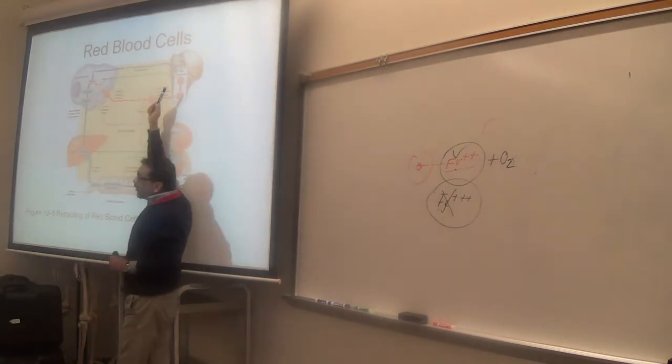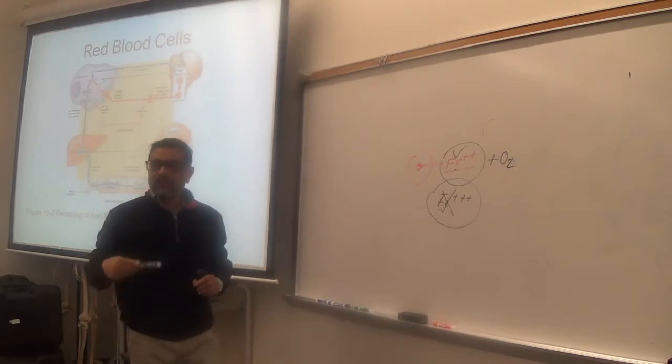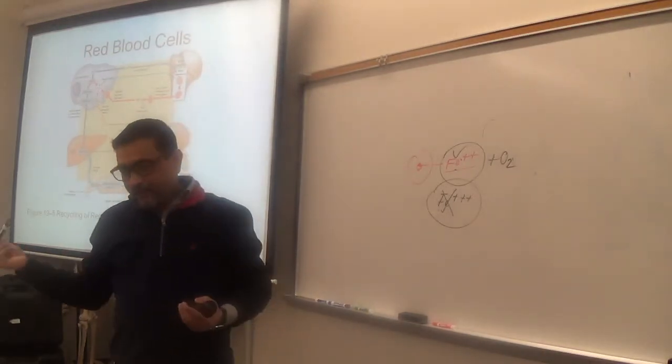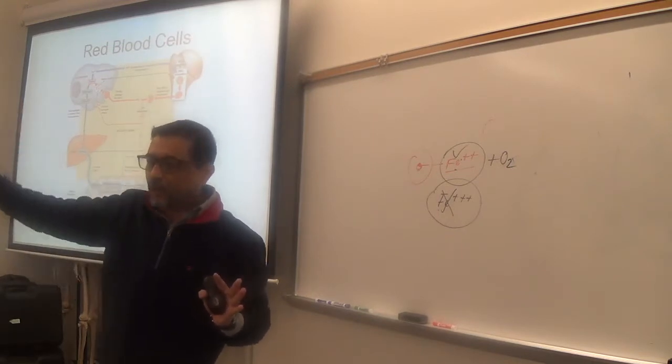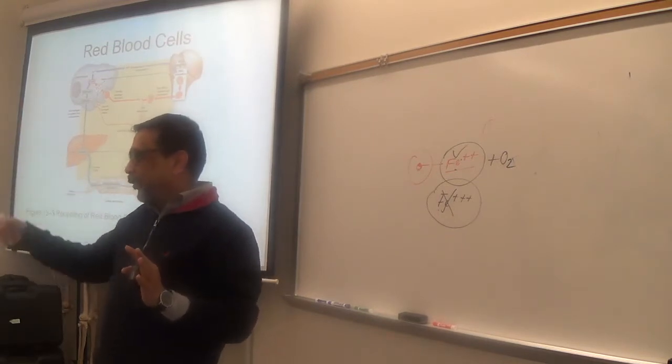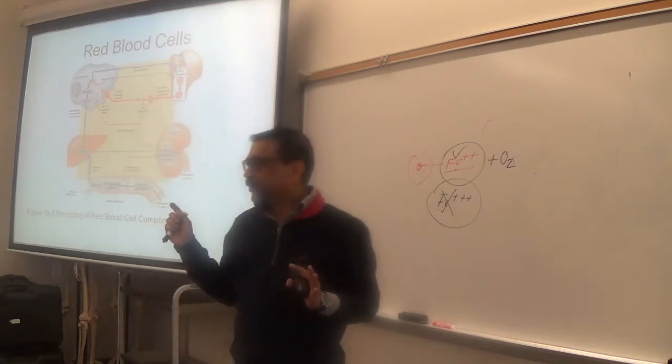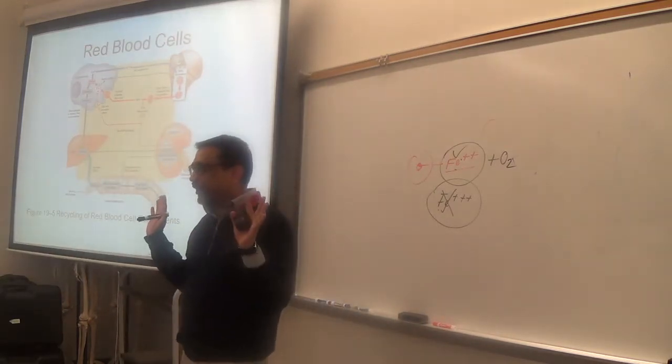Globin part will be recycled to produce. The heme and the globin, is that recycled? Right. So basically the iron and globin amino acids, okay, will go back to bone marrow and will be reused to produce new hemoglobin. Is it clear?